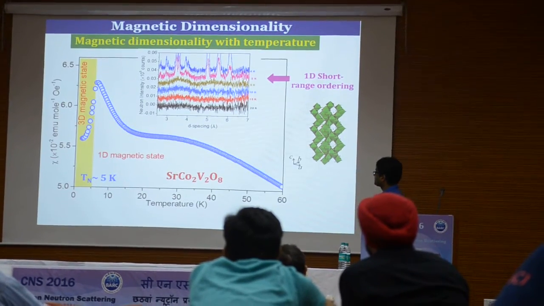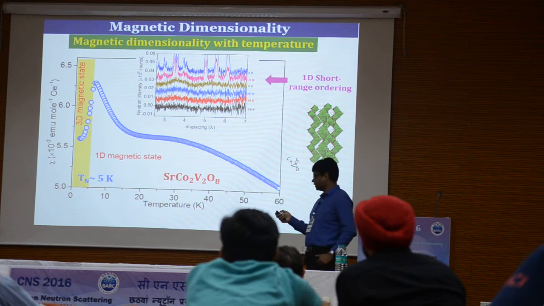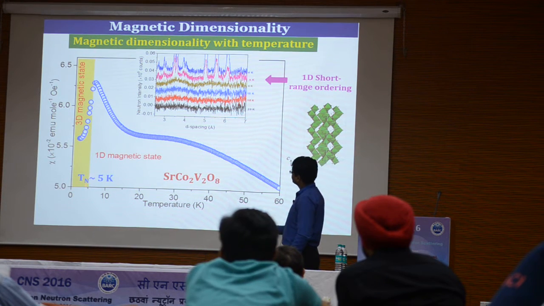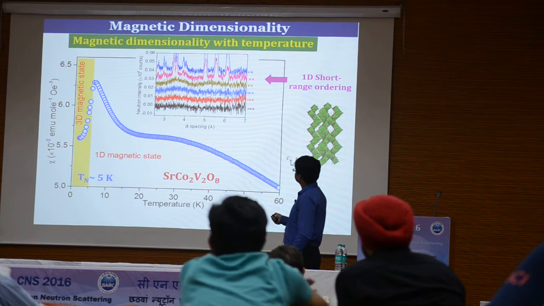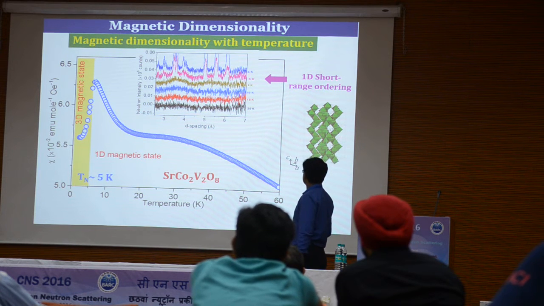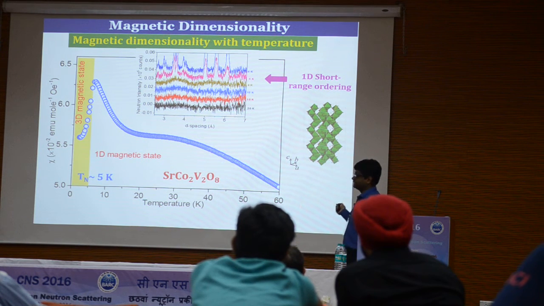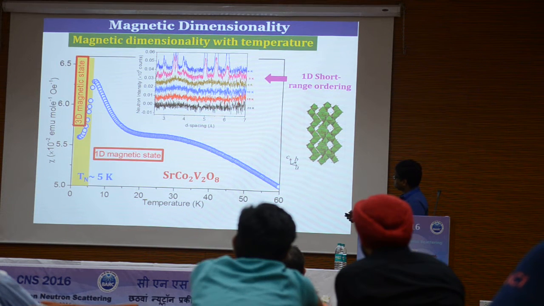So here is the magnetic ordering dimensionality as a function of temperature. Below 5 Kelvin we have 3-dimensional magnetic ordering, and above 5 Kelvin you see the presence of short range magnetic ordering, which is 1-dimensional due to the special crystal structure of this magnetic lattice. So we have this 3-dimensional magnetic ordered state and a 1-dimensional magnetic state.